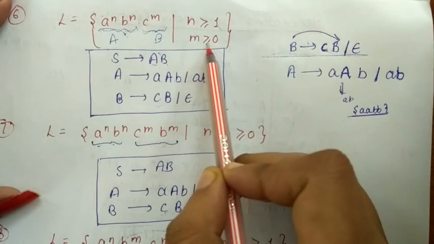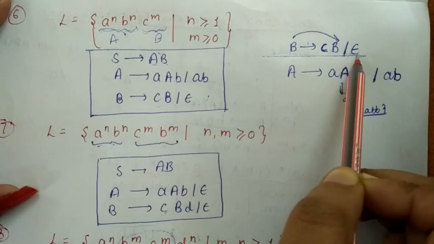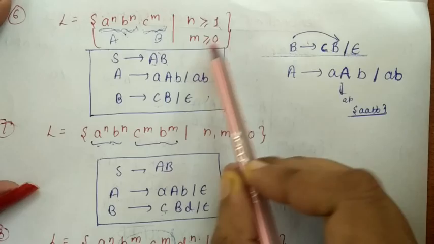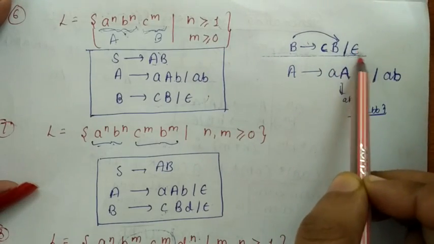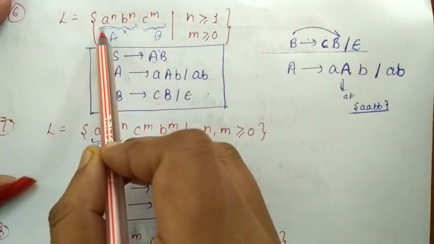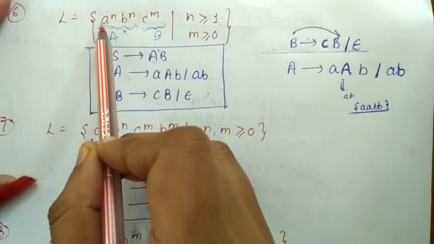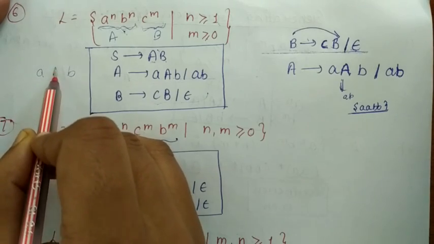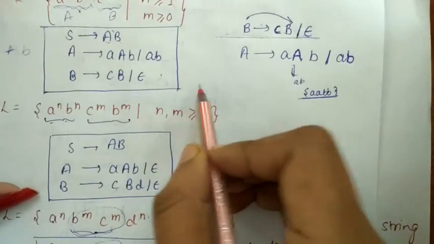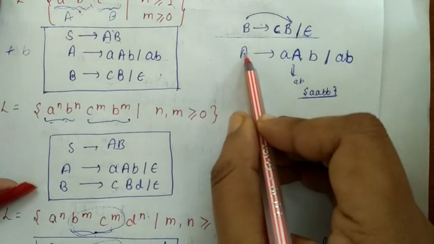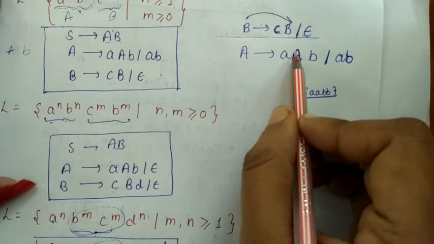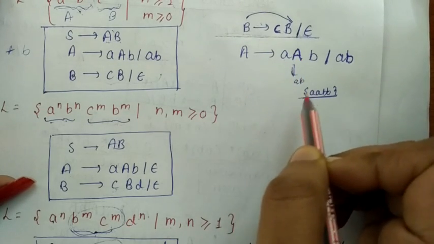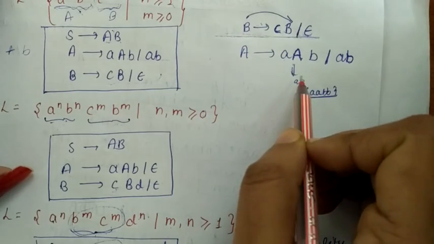Now since the value of m is 0, that's why we have taken epsilon here. If the value of m is 1, then we will have to write C here. And for an equal number of A and B, we will write A and B, and then we will take the repetition of that symbol in between. That's why we have written A and B. If we take this A here in between, it will always generate A and B, then the A and B are always equal.